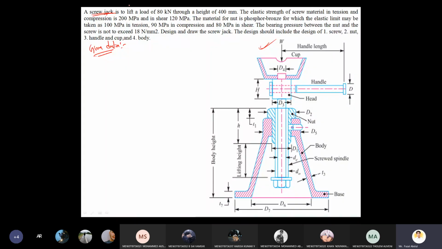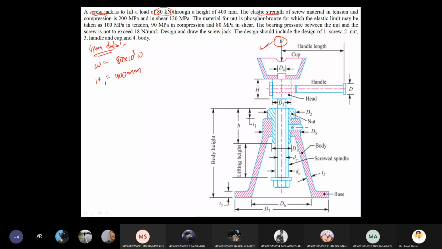Okay. So a screw jack is lifted to 80 kilonewtons. Here the load is given as 80 kilonewtons, so W value is 80 kilonewtons. What is the question asking? We need to lift a load of 80 kilonewtons to a height H1 of 400 mm, right?